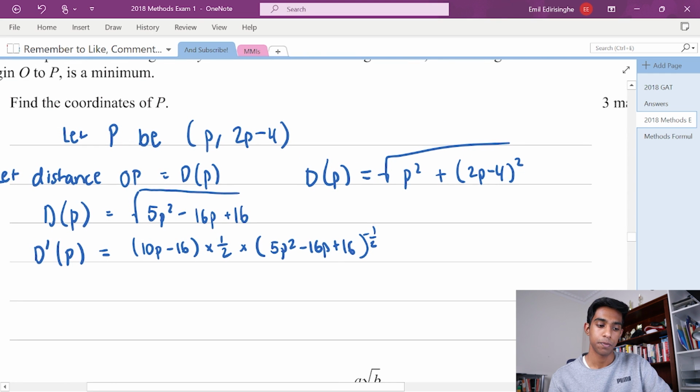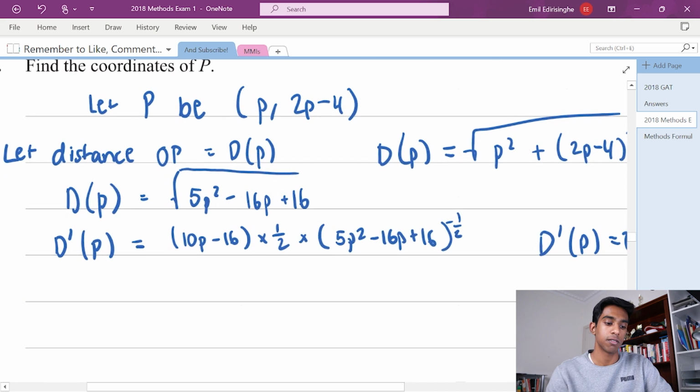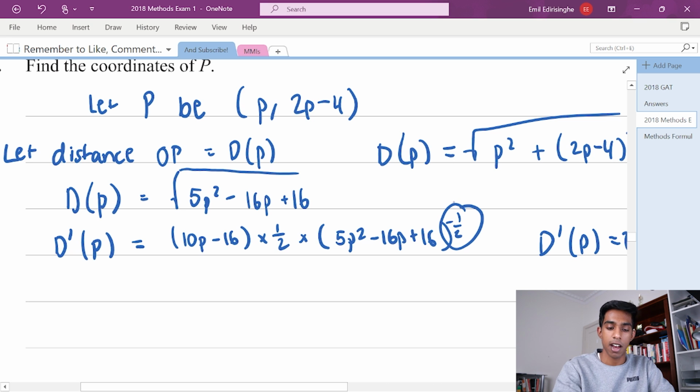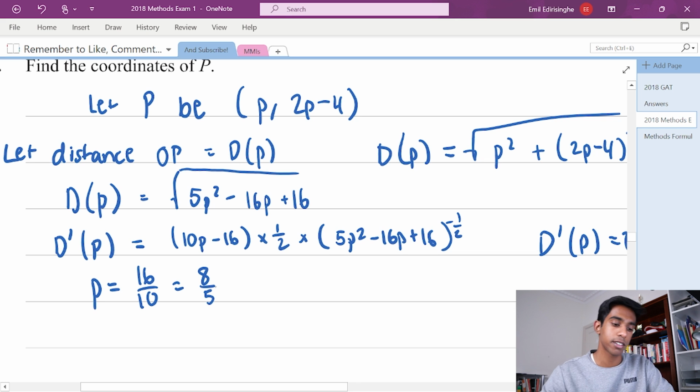when this is equal to 0. So I know then I'll write that D dash of P equals 0. And then that will give me this part of the equation, because I know that since this is to the power of a negative fraction, it will be on the bottom and therefore it can never be 0. So therefore I get P is equal to 16 on 10, which is equal to 8 on 5.